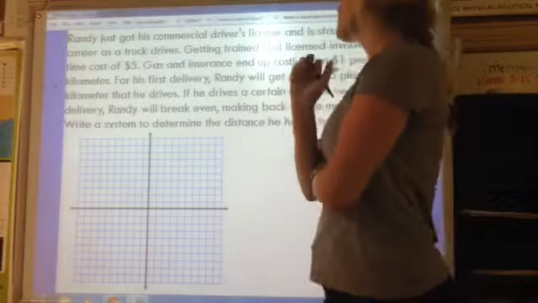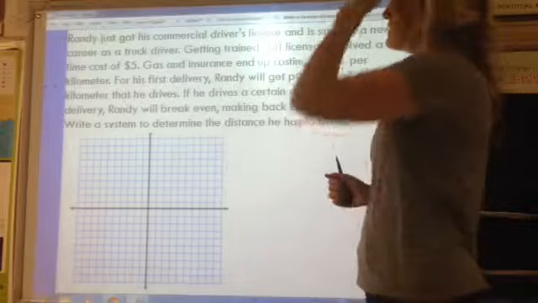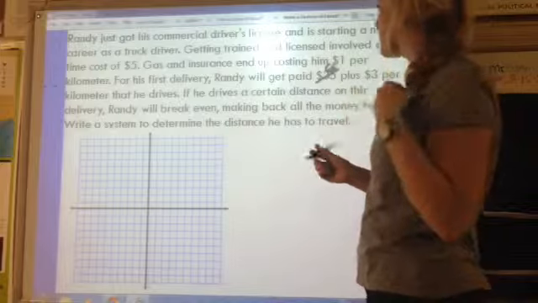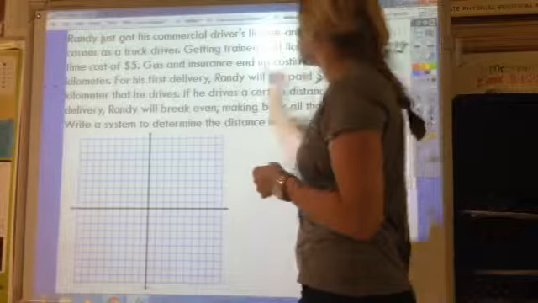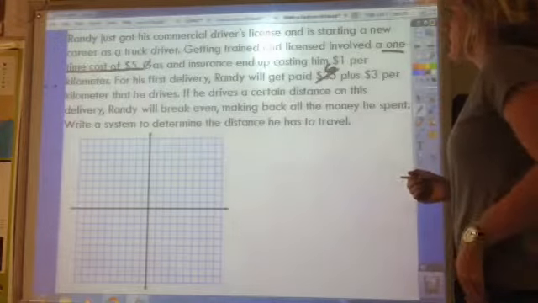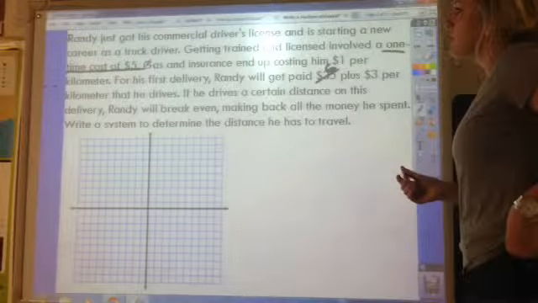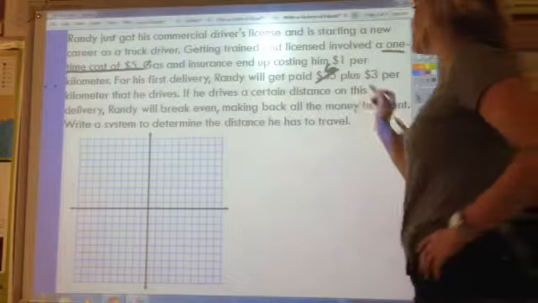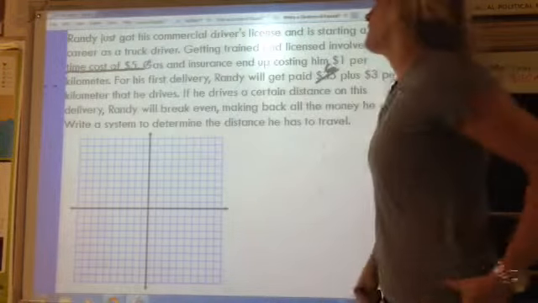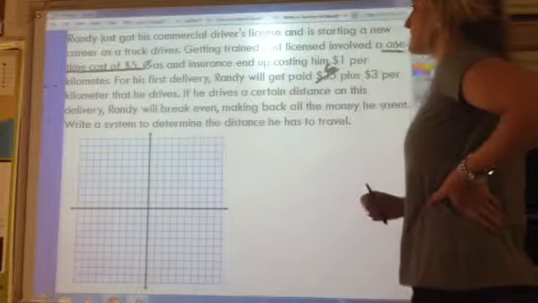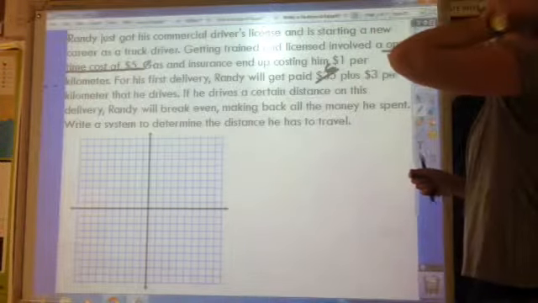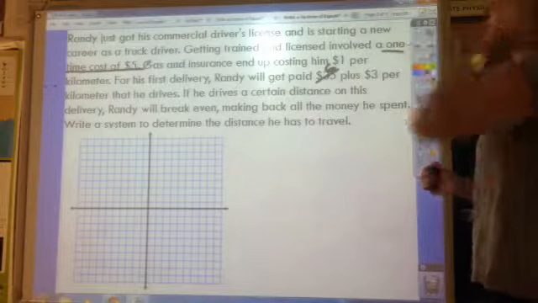Randy just got his commercial driver's license and is starting a new career as a truck driver. Getting trained and licensed involved a one-time cost of $5. I'm going to go ahead and underline one-time cost of $5. Gas and insurance end up costing him $1 per kilometer. For his first delivery, Randy will get paid $6 plus $3 per kilometer that he drives. He's not getting paid very much. If he drives a certain distance on this delivery, Randy will break even, making back all the money he spent. Write a system to determine the distance he has traveled.